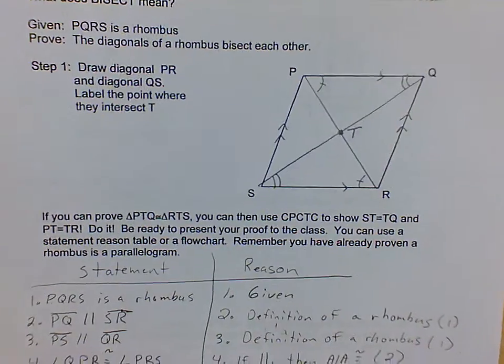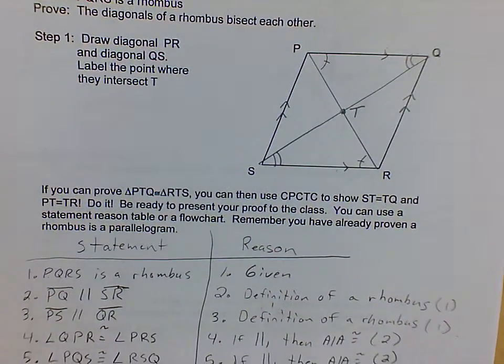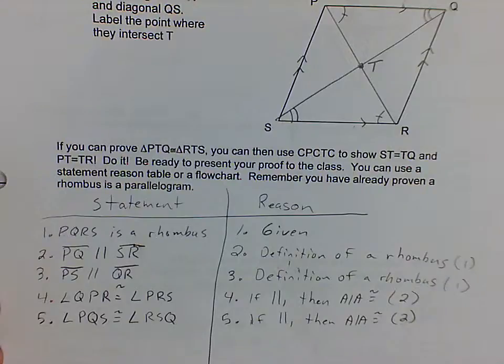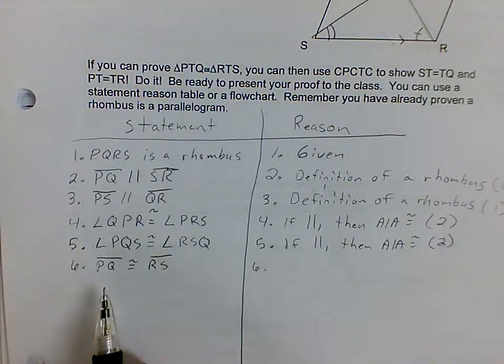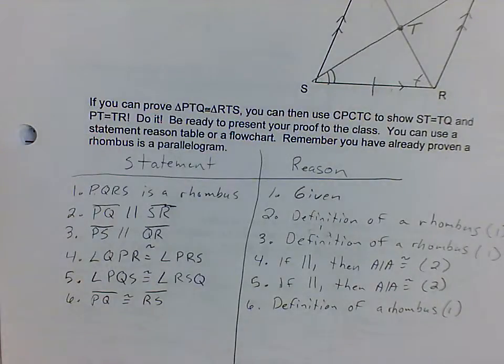So we have two angles. We need one more thing to prove congruency. So we can also state that PQ is congruent to RS. What is our reasoning for that one? That's going to be the definition of a rhombus again. So remember, our definition of a rhombus says all sides are congruent. So therefore, PQ must be congruent to RS.